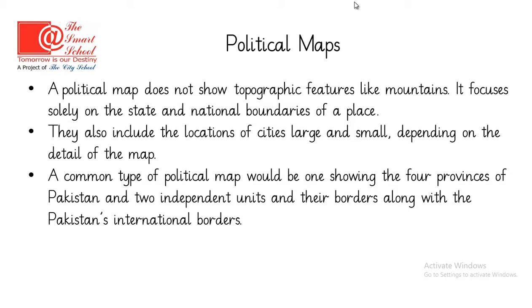Now, a political map does not show topographic features like mountains. It focuses solely on the state and national boundaries of a place. They also include the location of cities, large and small, depending on the detail of the map. A common type of political map would be one showing the 4 provinces of Pakistan and 2 independent units and their borders along with Pakistan's international borders.